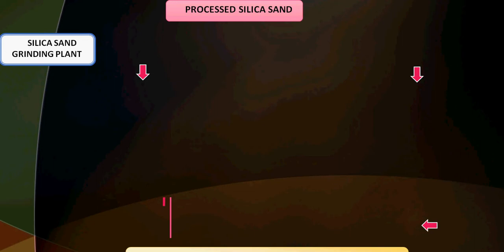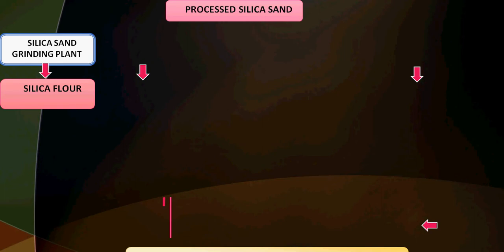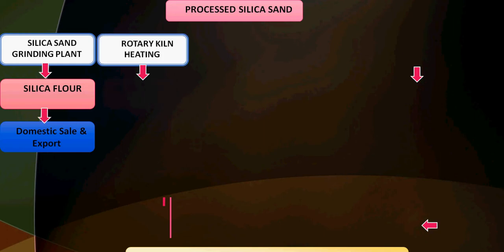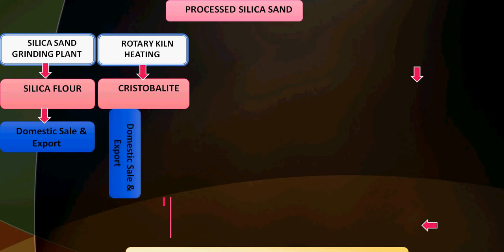When you have processed silica sand, you can produce silica flour, but you need a silica sand grinding plant. You need a ball mill. And this silica flour has a domestic market as well as an export market. Silica sand can be heated in the rotary kiln, and here the quartz of the silica sand converts into cristobalite. Cristobalite is a form of quartz, and when silica sand converts into cristobalite, all the physical properties are enhanced. Cristobalite can be sold as it is, or it is pulverized, ground, and called cristobalite flour.